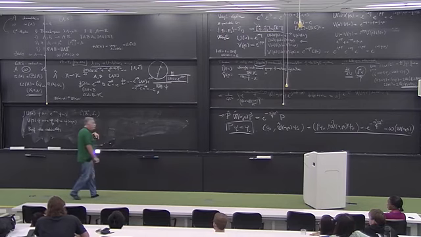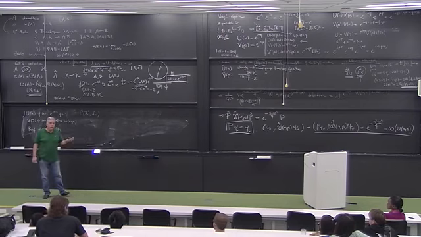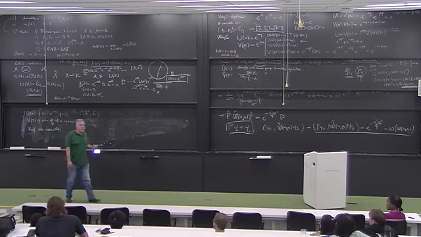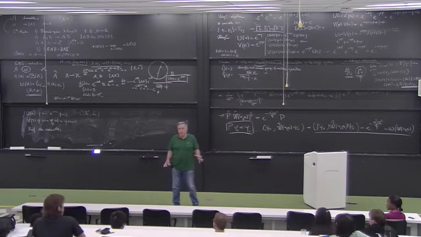Okay. Do we want to make a 5-minute break, or we go on and I'll tell you about retarded and advanced solutions of the Klein-Gordon equation? 5-minute break, maybe. Okay.